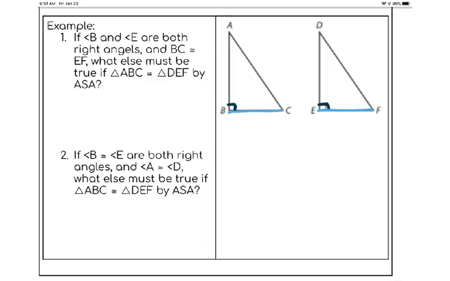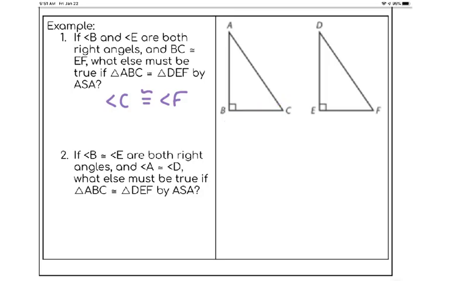So we have an angle here. We have an angle. We have a side that is congruent. Now we need something else. So you may have said that we need angle C and angle F to be congruent. So to answer this question, angle C needs to be congruent to angle F in order for the triangles to be congruent by ASA. Okay? And let's do the next example.